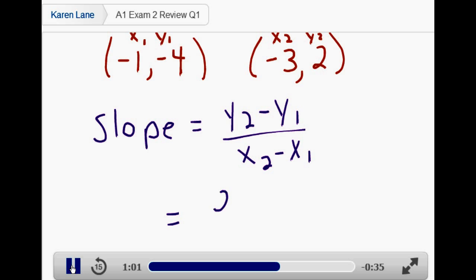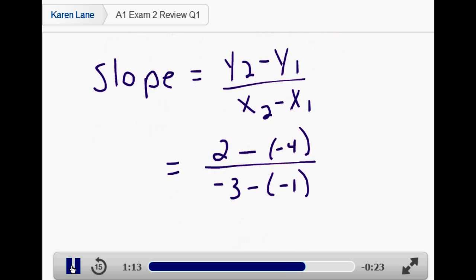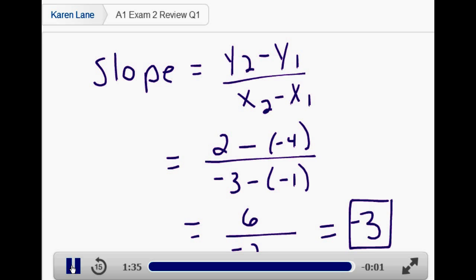So y2 is 2 minus y1 is -4. x2 is -3 minus -1. Okay, so remember 2 minus -4 is the same as 2 plus 4, so that's 6. -3 minus -1 is the same as -3 plus 1, so that's -2. And then we'll reduce our fraction down to -3, and that is your answer.